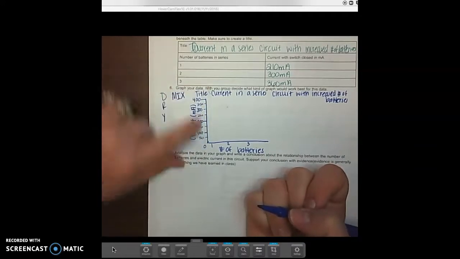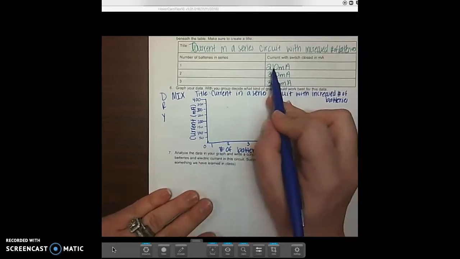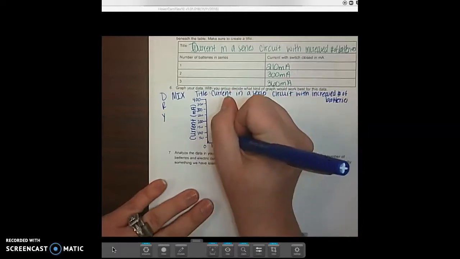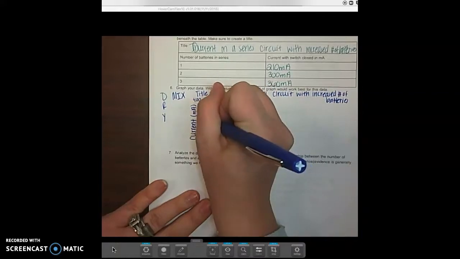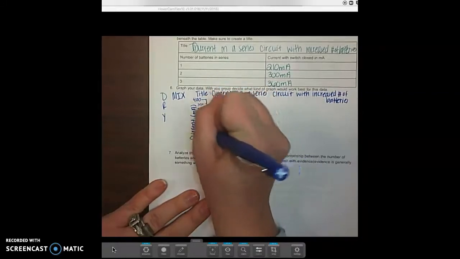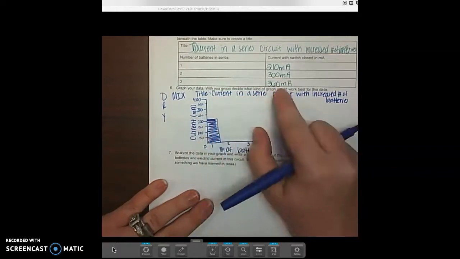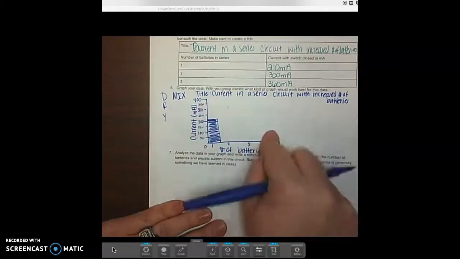So I'm just going to do it this way. So with one battery, we had a current of 210 milliamps. So I'm going to go up to 210, which is just right over 200. And I'm going to color that in. Then at 2 batteries, I'm going to graph that at 300, then 3 batteries at 360. So then I would be done with number 6.